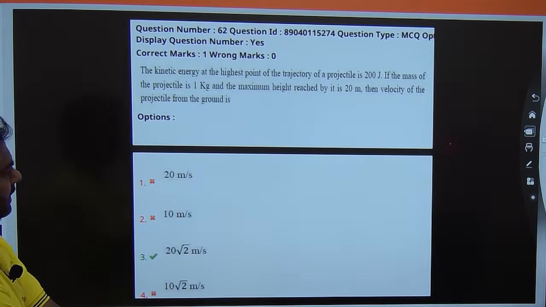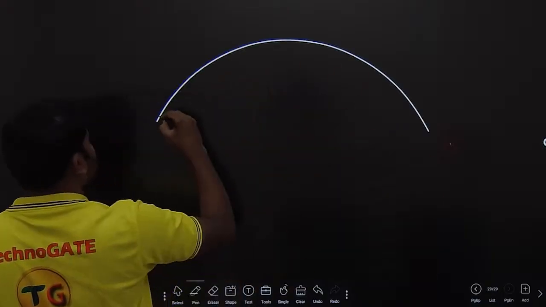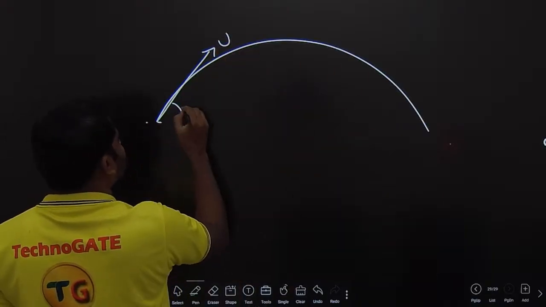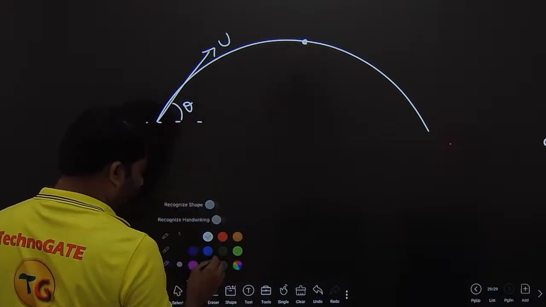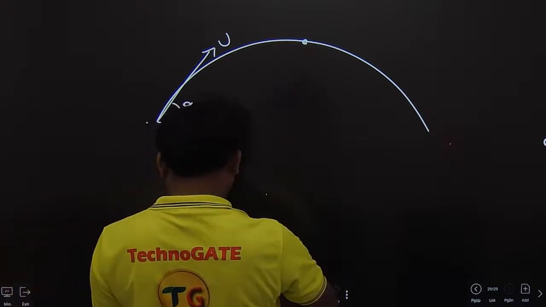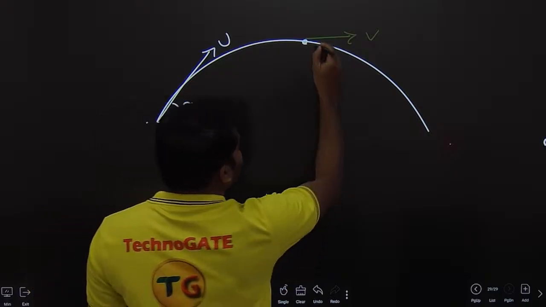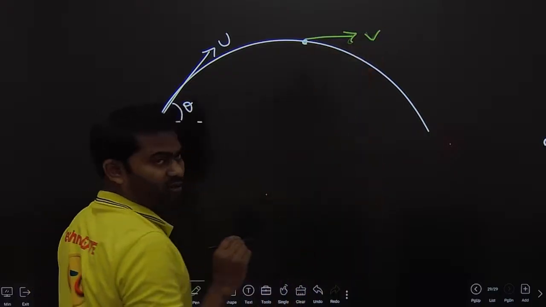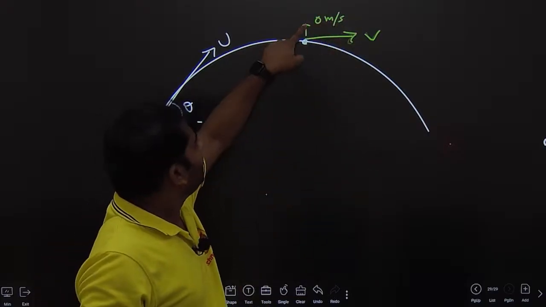Okay, at the highest point it is this much. If the mass of the projectile is 1 kg, maximum height reached is 20 meters, then the velocity of the projectile from the ground is. That is, they are asking what the initial velocity of the throw is. So this question is again from projectile motion. It is given on the top, it goes like this. So we are given with velocity v, this is u, it is the maximum height here. You guys already know, after coming here it will have some velocity. This velocity is simply v, because it is the maximum height. So the vertical velocity here is 0 meters per second, there is no velocity upward, only this one remains.